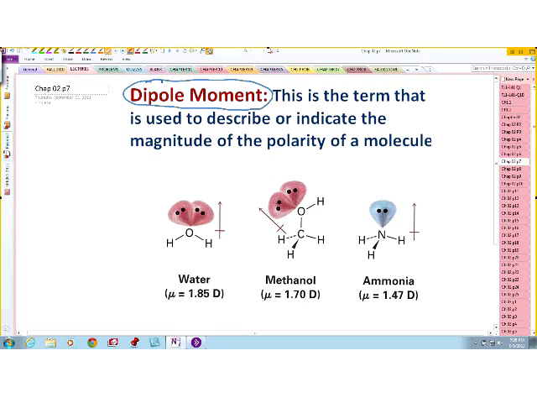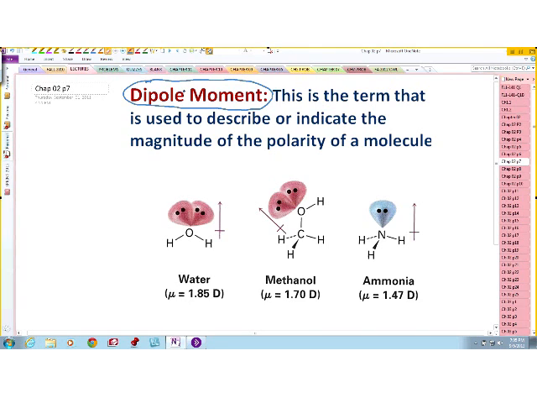Yes, it is like an extreme case of polar covalent getting close to ionic. That's in the case of methyl lithium. Is that right? Okay.